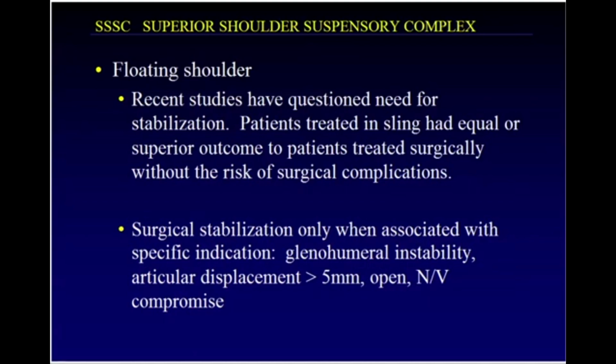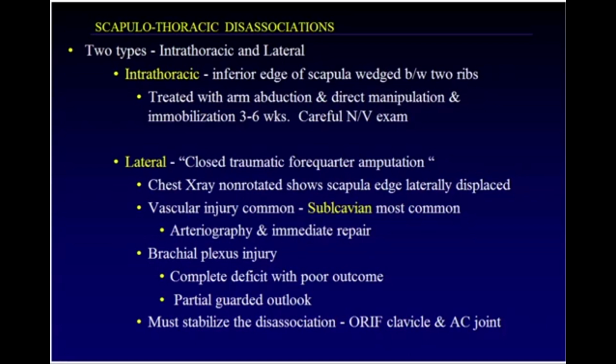So the patient that I just presented to you, probably the board answer at this point for a patient with a floating shoulder with a mid-shaft clavicle fracture and an associated scapular body or glenoid injury would be non-operative treatment. Surgical stabilization should be considered only when there's a very specific indication that we've already mentioned, such as instability of the glenohumeral joint, where you have medial subluxation, for example, significant articular displacement greater than 5 millimeters, or where you have an open injury, such as an open clavicle fracture that you're going to be in there anyway, and you should plate that, or patients with neurovascular compromise. That's a very important point.